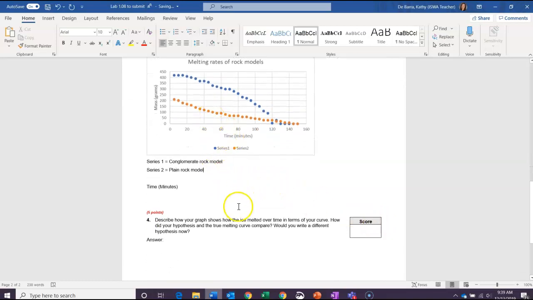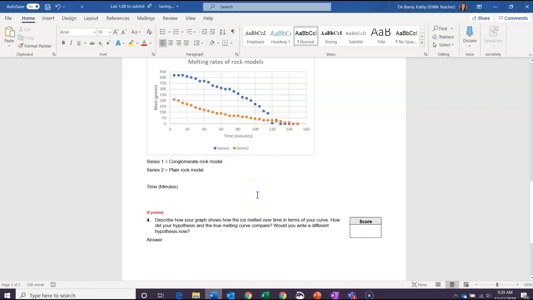Number 4, it says describe how your graph shows how the ice melted over time in terms of your curve. So it's asking about these two curved lines. How did your hypothesis and the true melting curve compare? Would you write a different hypothesis now? So this answer is going to be different depending on what your original hypothesis is, but you have to give me a description of these two lines.